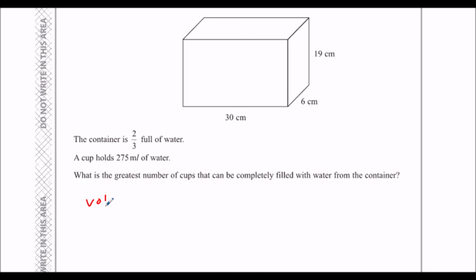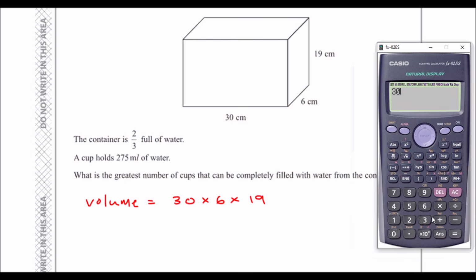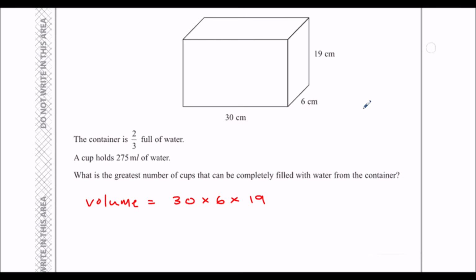So volume is length times width times depth. So the 3 measurements multiplied together. So 30 times 6 times 19 is 3,420. And that's in centimeters cubed.